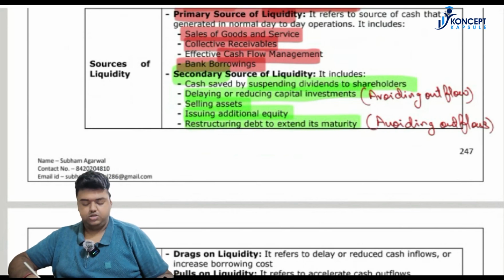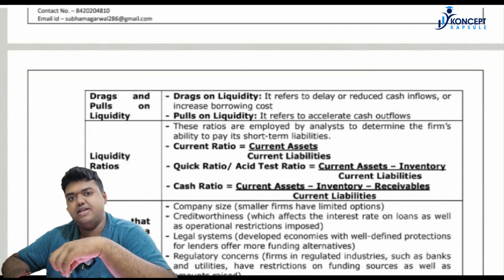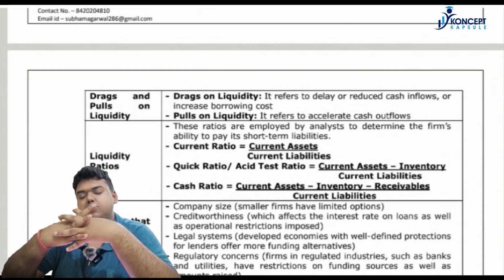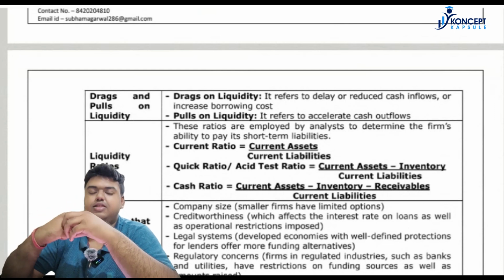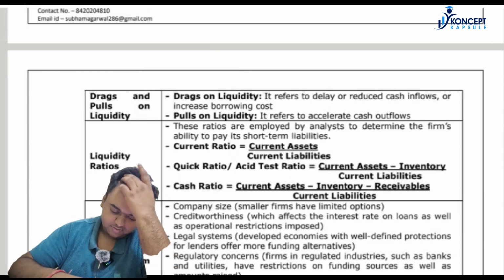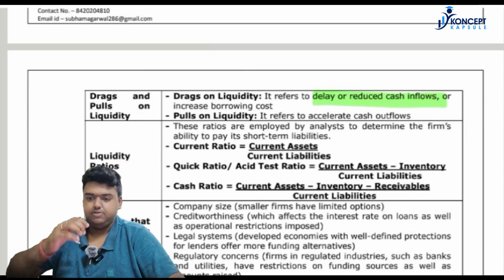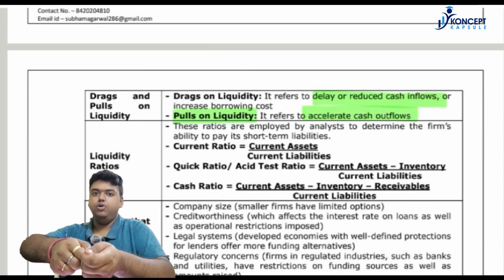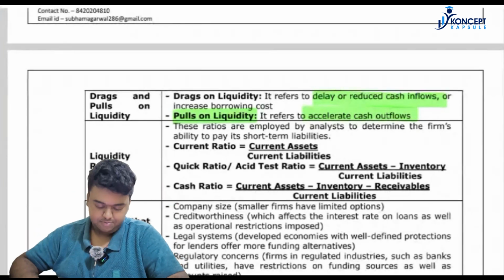Okay, sources of liquidity. Then we come to drags and pulls on liquidity. Okay, now what is a drag? When you search the literal meaning or the English meaning of drag, that meaning is applied on liquidity. Drag means delayed or reduced cash inflows, creating difficulties. When I'm doing a pull, it means accelerating inflow. Pull means pull, right? When you're pulling something. So when you're pulling your inflows, it is a pull on liquidity. Drag means when you are getting it in a delayed manner, creating problems.